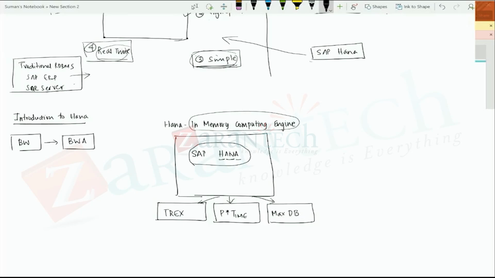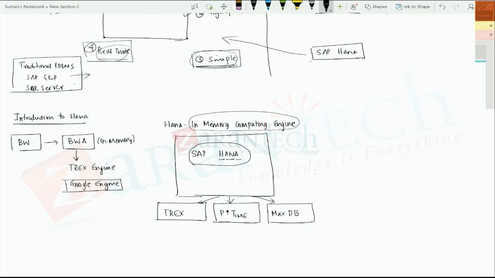BWA, I mentioned, is SAP's first in-memory product. The underlying technology within this BWA platform, the Business Warehouse Accelerator, is called the TREX engine. Just to give you an analogy, think of it as your Google engine.